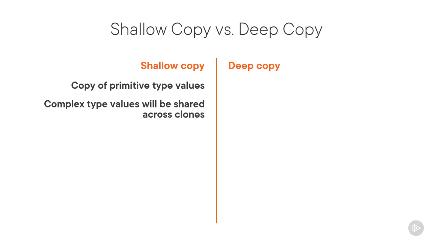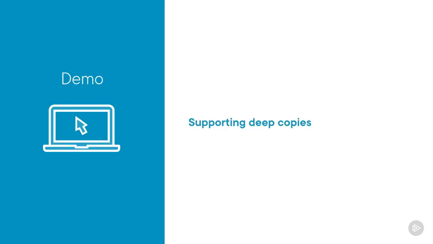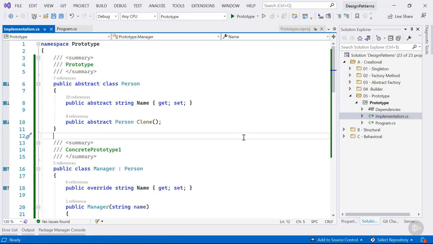A deep copy, on the other hand, also results in copies of the complex types. In that case, we can modify the complex object properties of the original object without it affecting those of the cloned object, and vice versa. Let's see how we can support this. In this demo, we'll add support for deep copies or clones. Let's start by adding a boolean, deep clone, as parameter to the clone method signature.